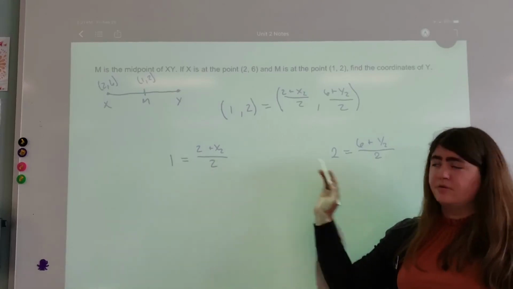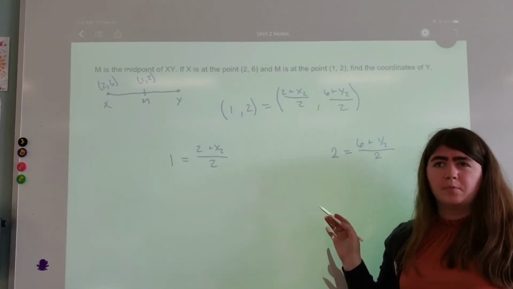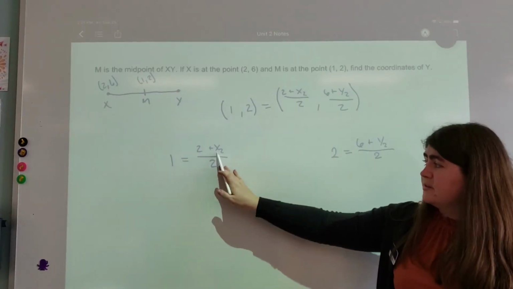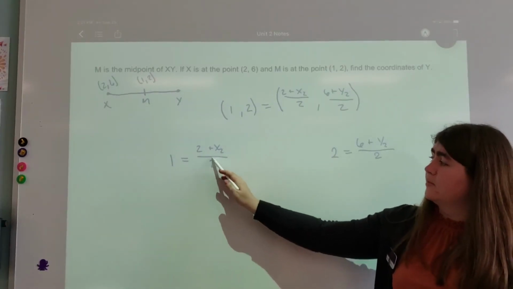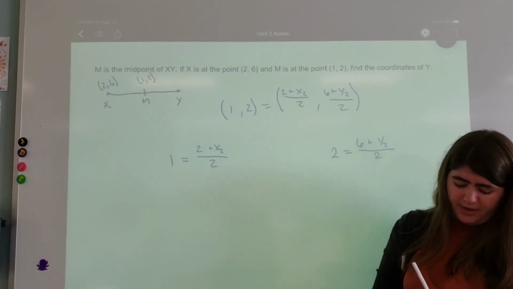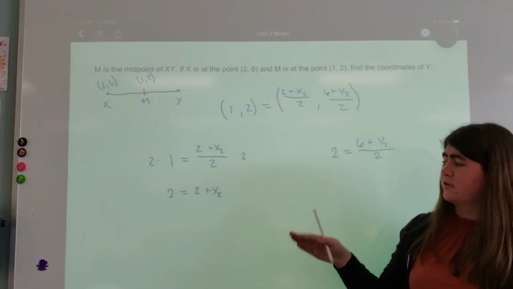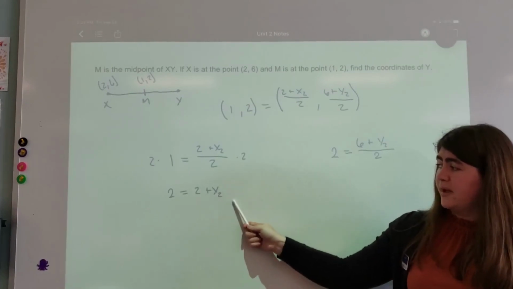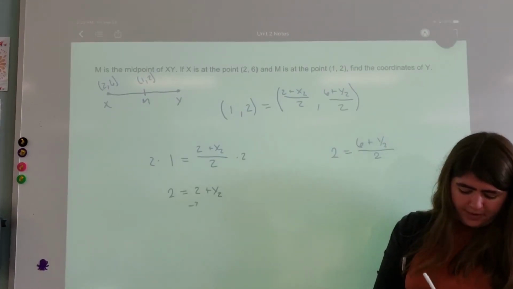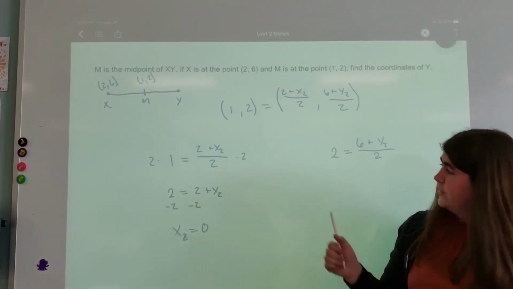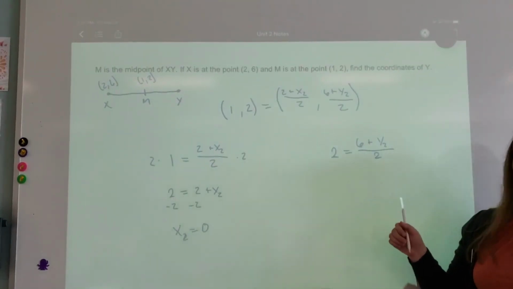So now that I have these two separate equations, now it looks a little bit more like something I can solve. So I'm going to start with my x over here. I want to get x by itself, so I'm going to start by getting rid of this fraction by multiplying both sides by 2. So I have 2 is equal to 2 plus x2. Now I still need x by itself. I'm going to subtract 2 from both sides, and that means that my second x coordinate is going to be 0.